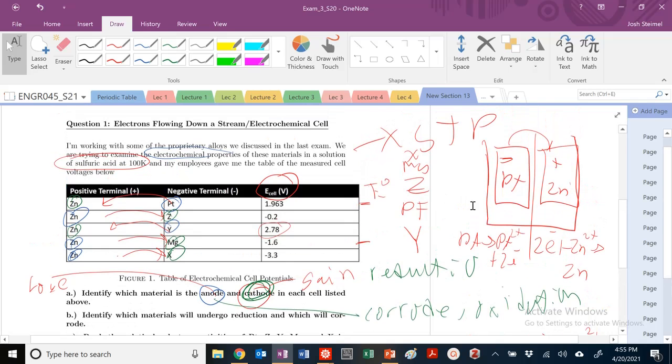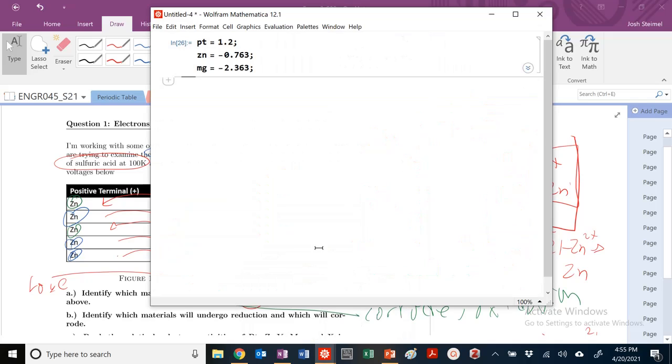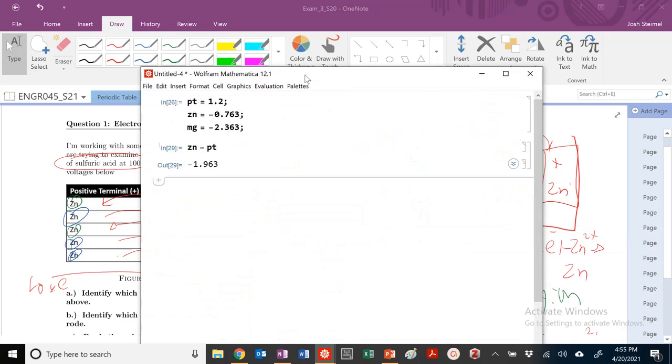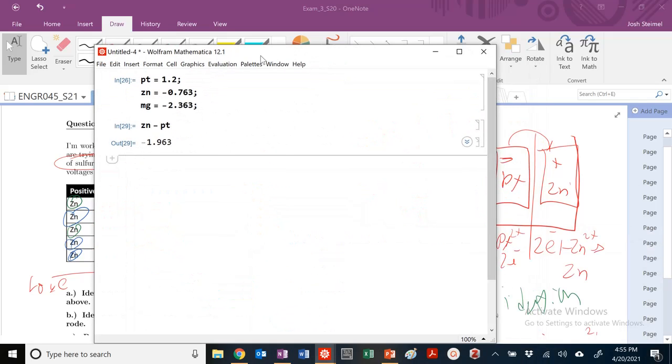If that's the case, my E naught is the cathode minus the anode, so it'd be my Zn minus my Pt. It's a negative value. So what's the real cathode and anode material? Really it should be Pt minus Zn, but that's the value for this experiment, so that's not the real cathode and anode material.